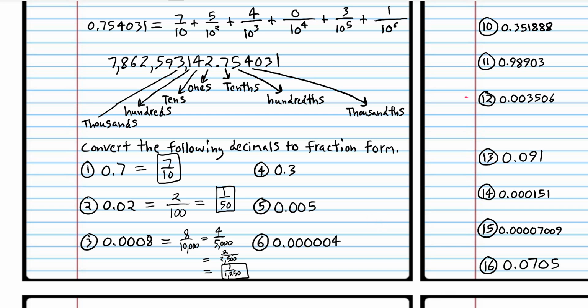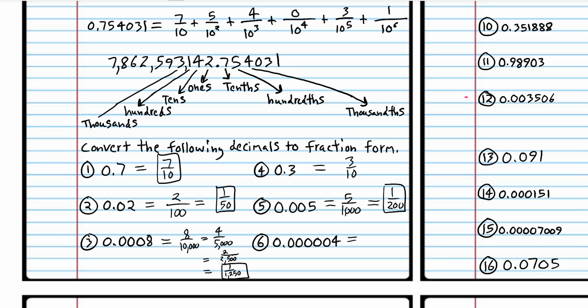All right, we're back. Point 3 is 3 over 10. 0.005 is 5 over 1,000. Now that can be reduced. If you divide both sides by 5, you get 1 over 200.